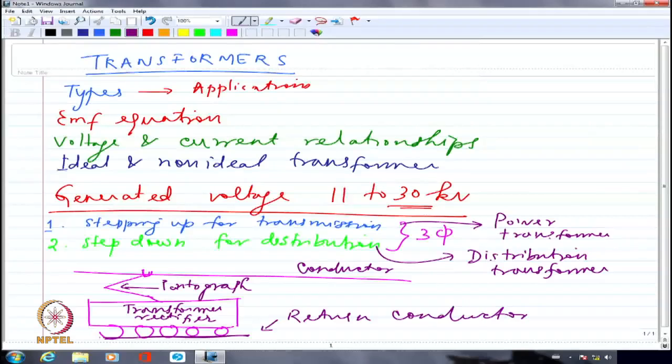Is this understood? Fine. So you are basically going to look at this difference later on in terms of design, efficiency calculations and things like that. Right? We'll be looking at it later. So these are two specific applications that I talked about for transformer.